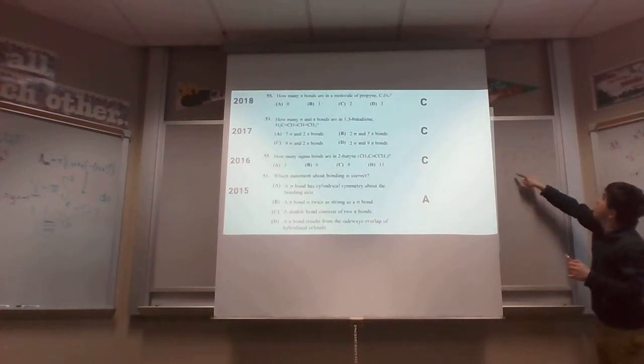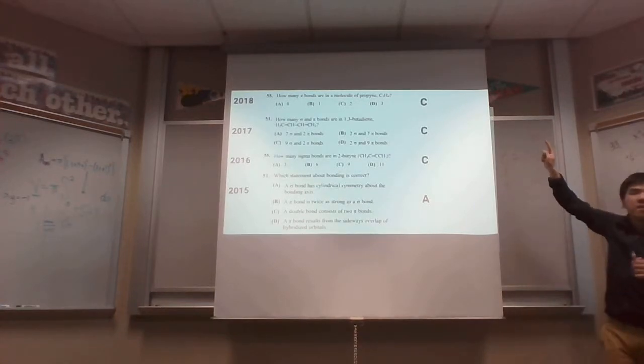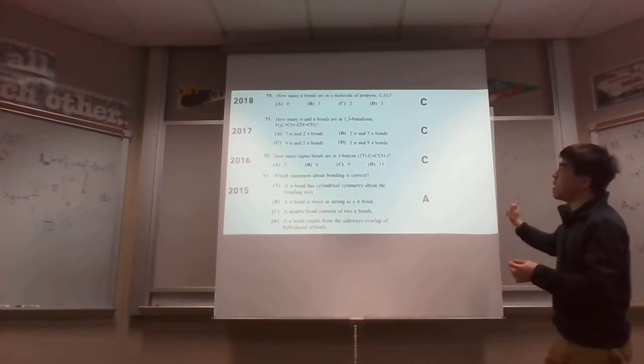So you can have 1, 2, 3, 4, 5, 6 sigma bonds and 2 pi bonds. Everyone got that? So 2 pi bonds for C, and then you do that same thing for the next one.